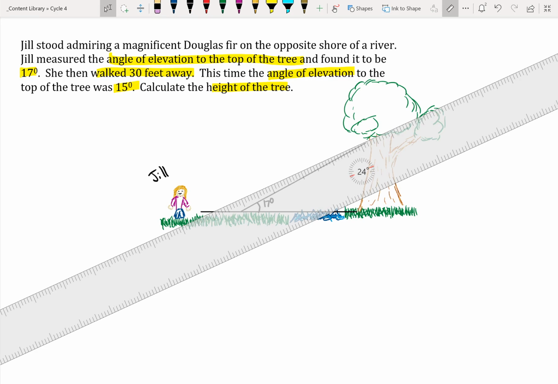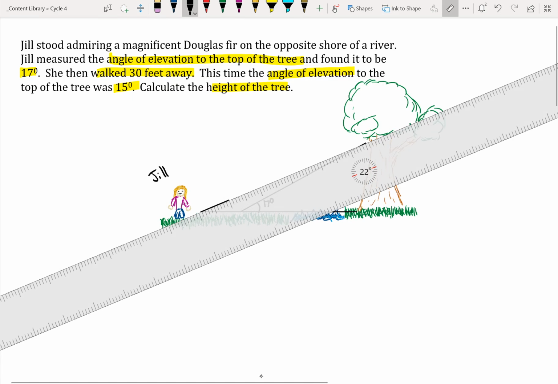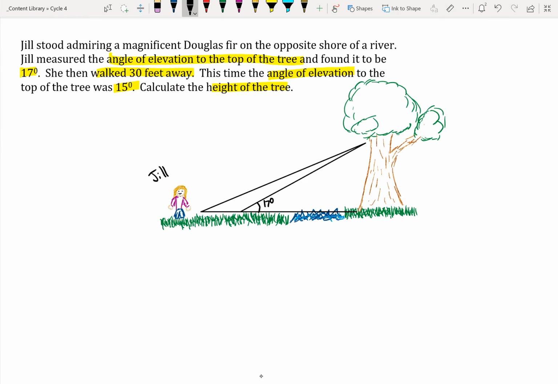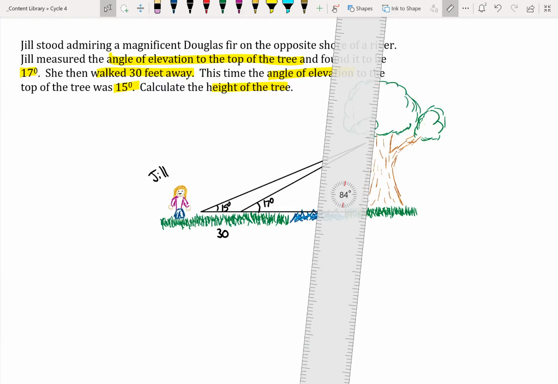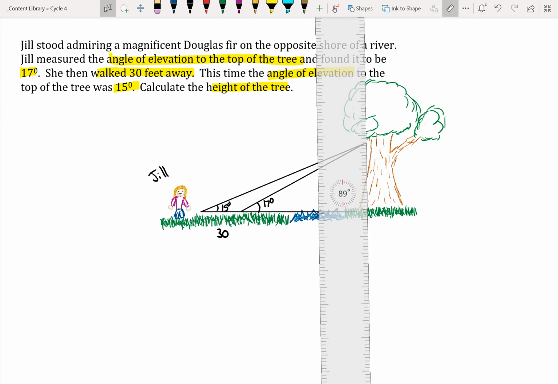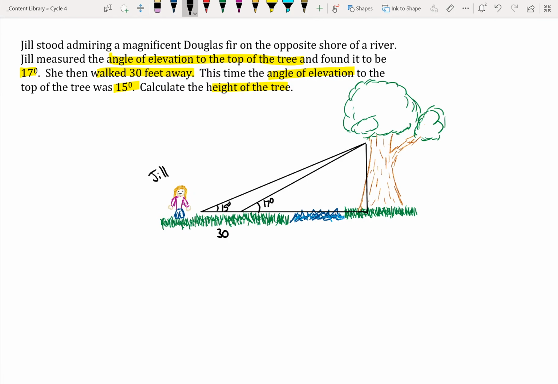Try not to focus too much on what the angles are showing here. The drawing's not to scale, obviously. But she moved 30 feet away again and found that the top of the tree was now 15 degrees when looking at an angle of elevation. We then want to know, what is the height of the tree? So we want to know what this height is. I'll just connect it over here. So we are looking for this measurement here, this height.